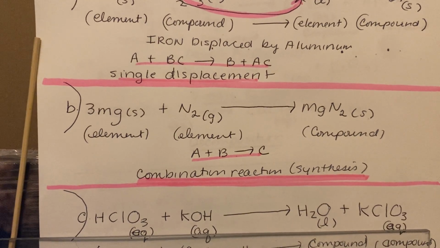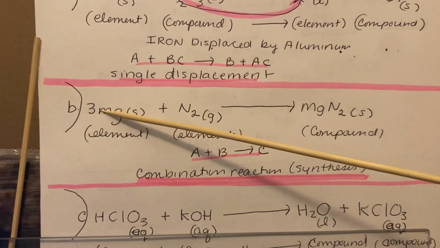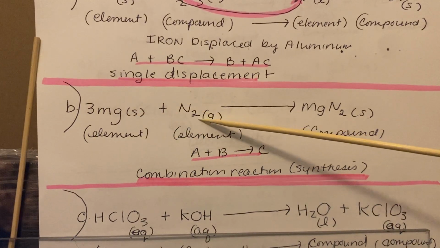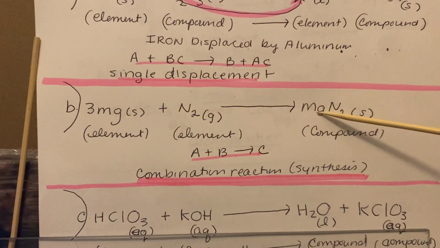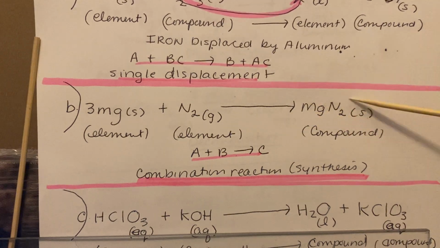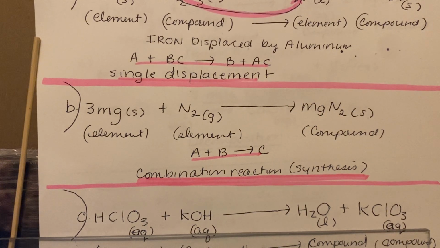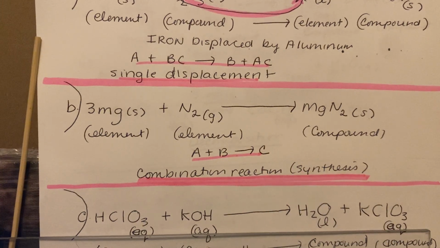B here, it's another one. So we have magnesium solid with sodium, and basically these two are combining to become a magnesium sodium compound. So this is a synthesis, a regular reaction called a combination reaction. This is a combination reaction, the simplest type.